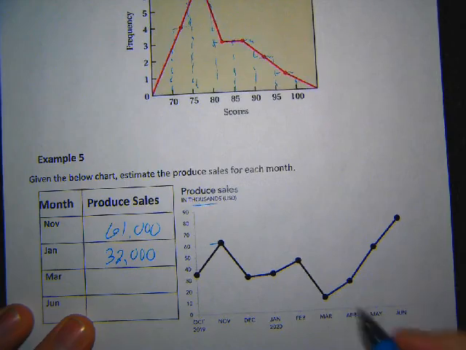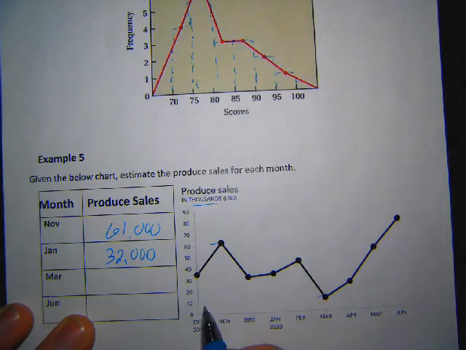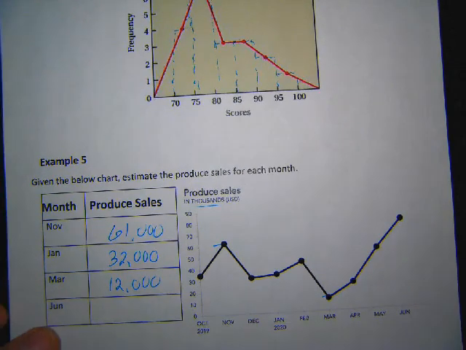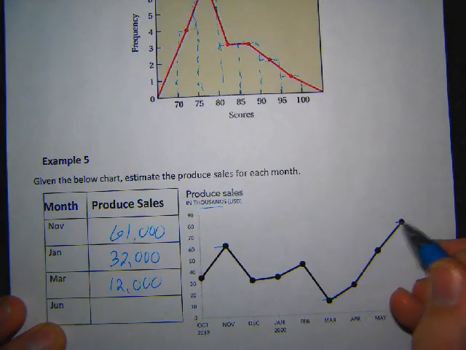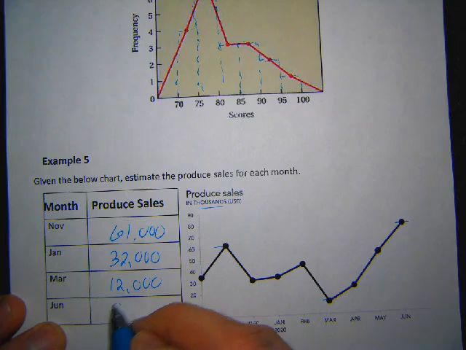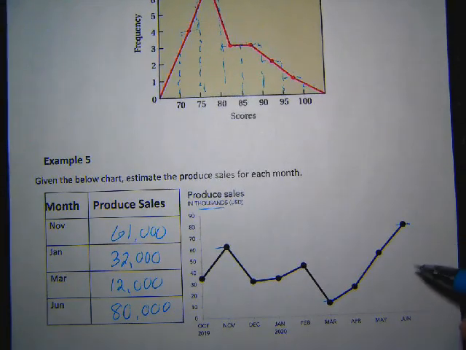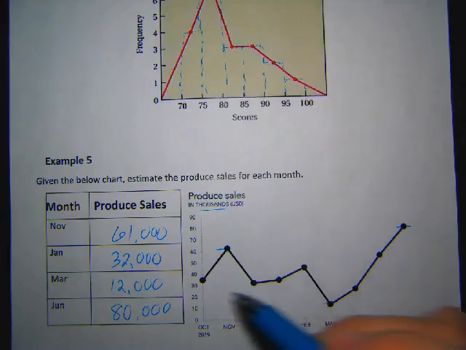In March, we had a value right here, about 12,000. And in June, right here, we're at 80,000. So those are the values for reading off the chart.